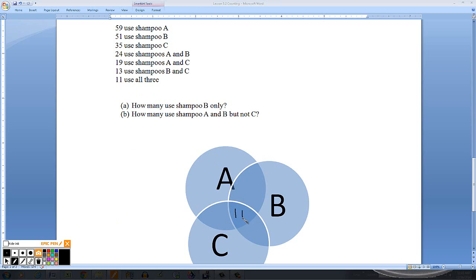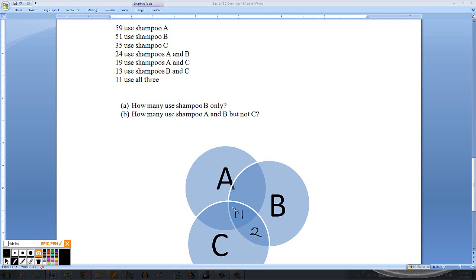It says 13 use shampoos B and C. Okay, so let's look at this region right here. In this region we're looking at B and C. The total there should be 13. So that means 11 added to this region right here has to be 13. So this should be 2. That should be 2. Now I have a total of 13 for that one.